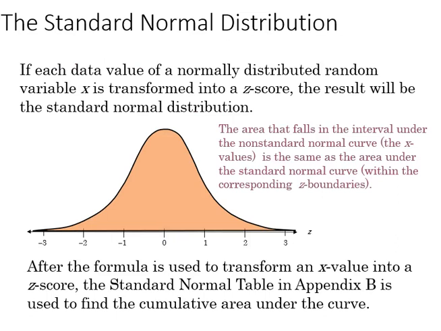And if we transform all of the values of a particular variable in this way, then we will have created the z-scores for everything. Right? The result will be the standard normal distribution. The area that falls in the interval under the non-standard normal curve is the same as the area under the normal curve. So after the formula is used to transform an x value into a z-score, the standard normal table, found on the z-score table, is used to find the cumulative area under the curve.